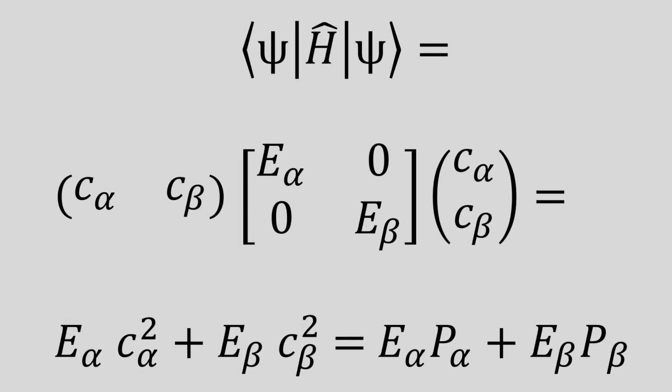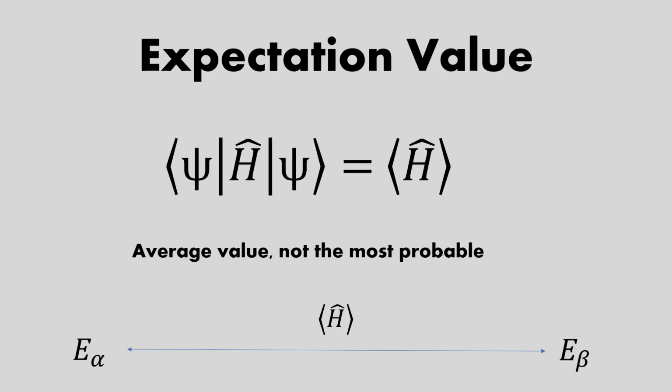And what if I just apply a generic psi? Well, the result is the energy of the alpha state times C alpha squared, that is the probability to find my system in the alpha state, plus E beta times the probability to find my system in the beta state. So this operation gives me as a result an average energy weighted on the probability to find my system in alpha or beta. And this is called the expectation value.